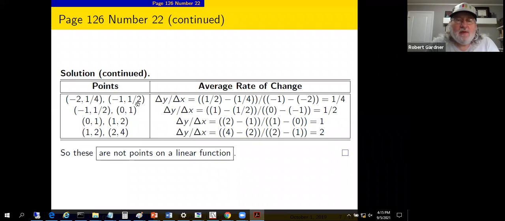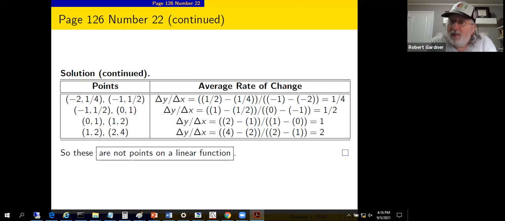That would be changes from 1/2 to 1/4, 1/2 minus 1/4, that's the change in the y values. Change in the x values correspondingly would be -1 minus -2. Let's see, 1/2 minus 1/4 leaves us with 1/4, divided by -1 minus -2, that's -1 plus 2, it's 1. It's 1/4 over 1, that's 1/4. Similarly, we compute those other average rates of change.